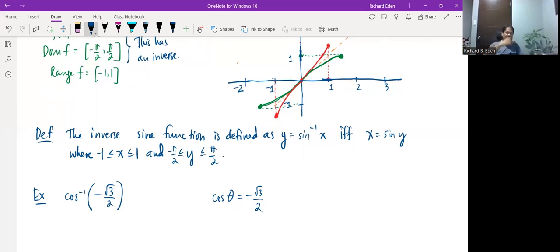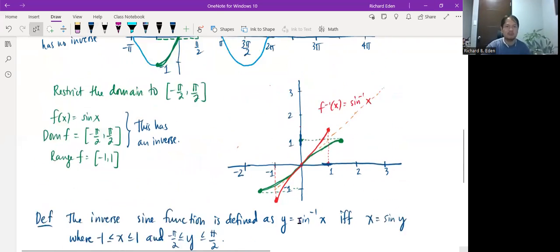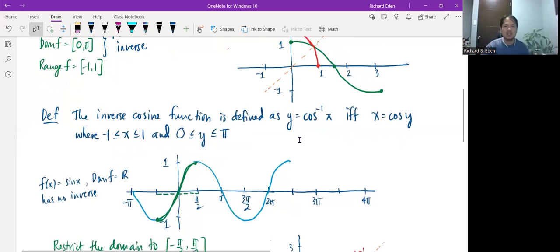You could go complete revolutions further, and the cosine would still be negative square root of 3 over 2. But because of the definition of cosine inverse, there should only be one angle that we are going to use. And going back to the definition, y equals cosine inverse of x. So the value of y, think of that as the angle. The angle should be between 0 and pi. So that means y is in the first and second quadrants.